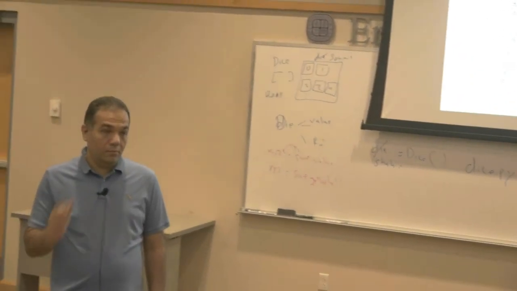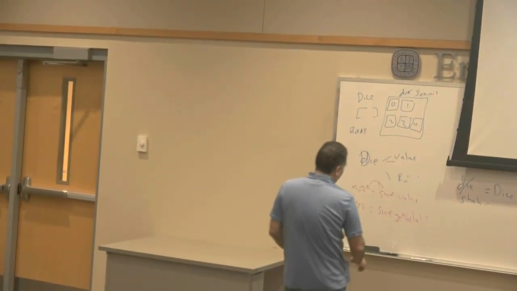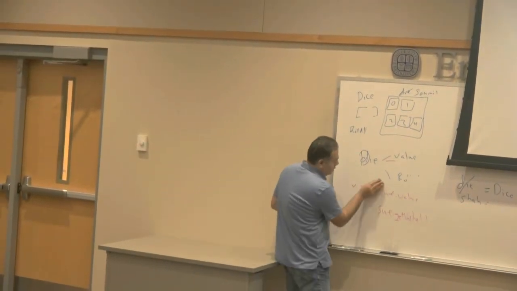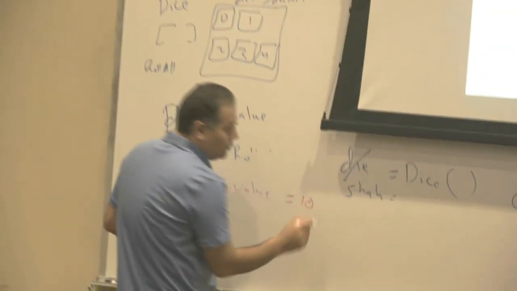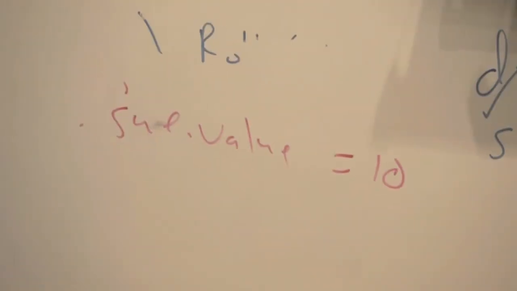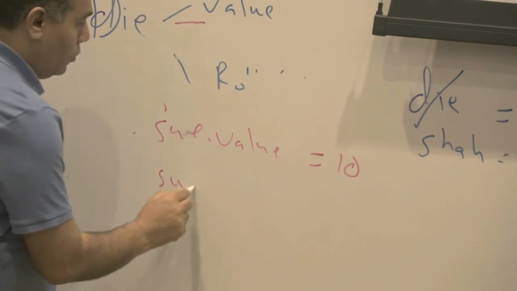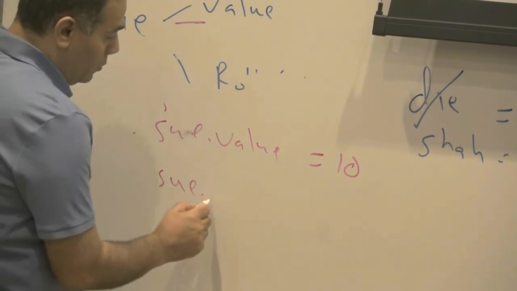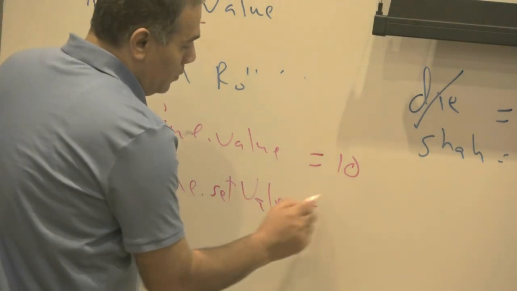All right. If I need to change the value, I could say Sue.value equals 10. Now I cannot do that. If I need to change the value, what I have to do? Sue.set_value to 10.